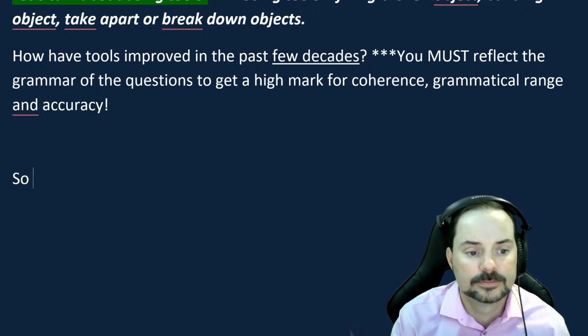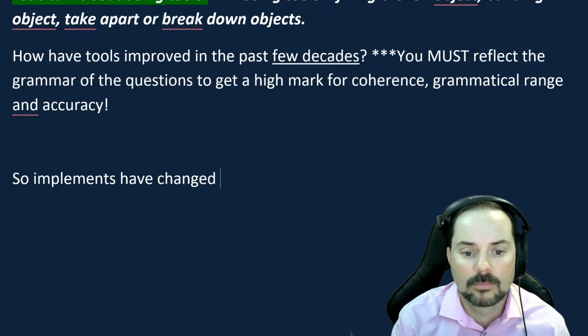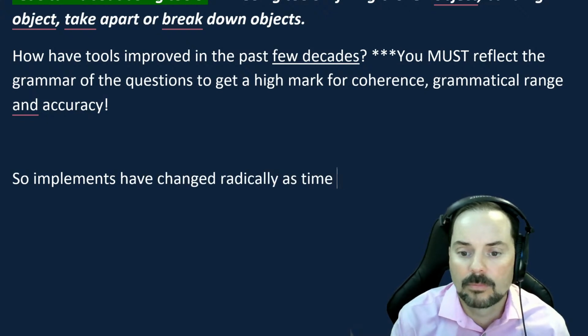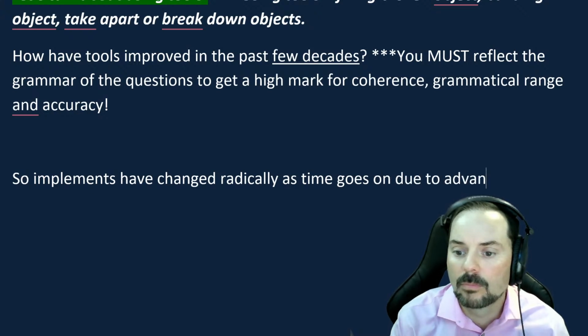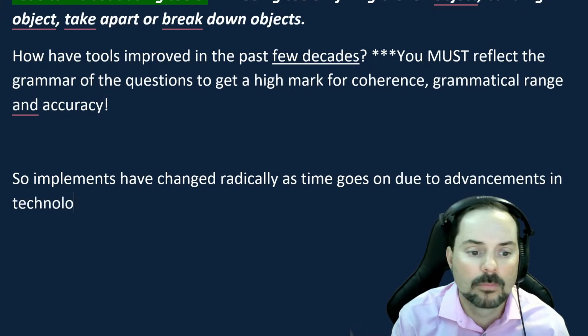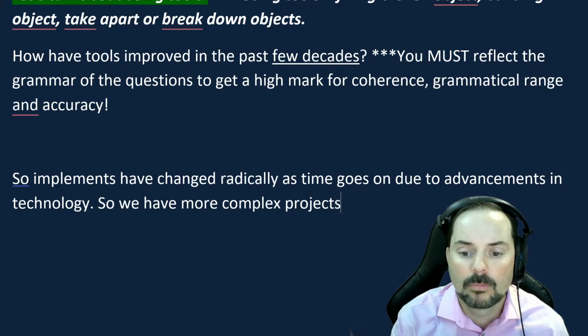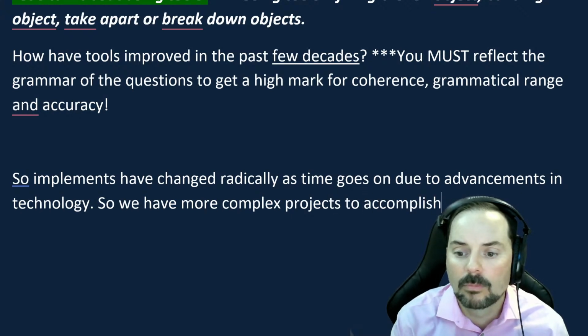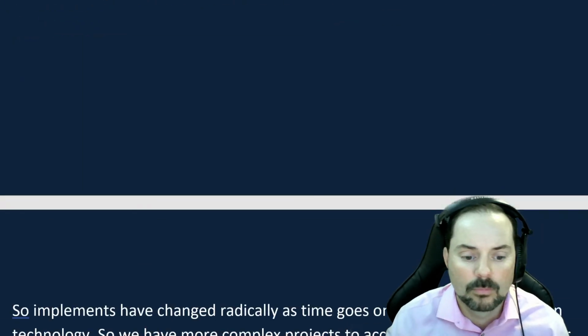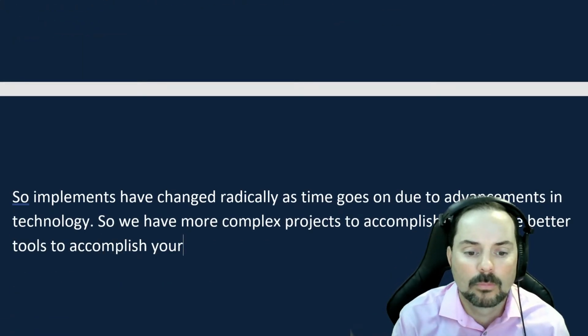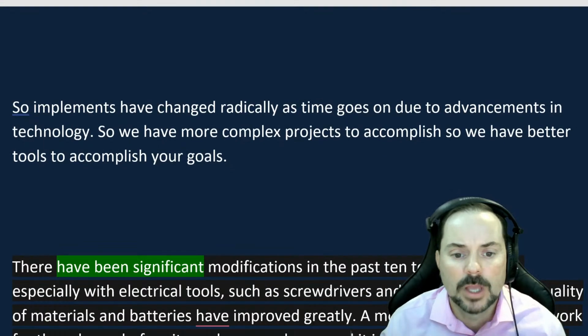So implements have changed radically as time goes on due to advancements not only in technology but improvements in general. So we have more complex projects to accomplish, and having tools that not only give you a more secure way of doing it, to prevent injuries, but also to accomplish your goal more quickly and in a more reliable way, so you don't have to depend on other people, because nowadays everything is being very automatic. We don't have the necessity to have manual workers.